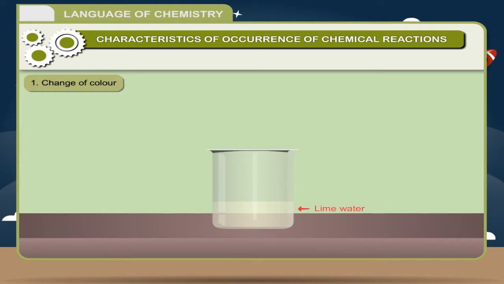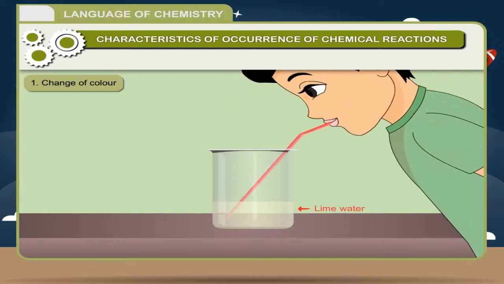Take some lime water, calcium hydroxide, in a container. It is colorless. Take a straw and blow in the lime water for a few minutes. The lime water will become cloudy white due to the formation of calcium carbonate by the carbon dioxide of your breath.